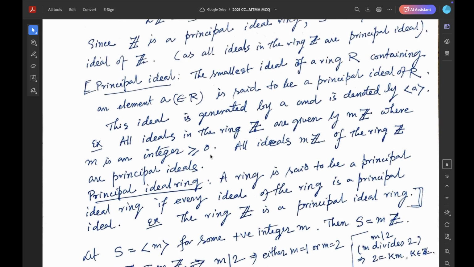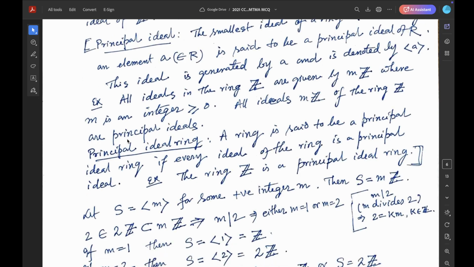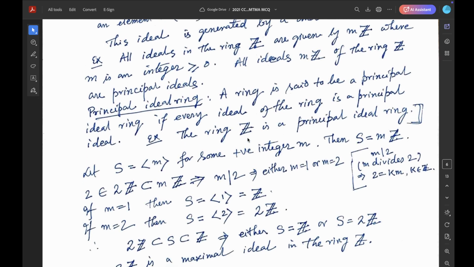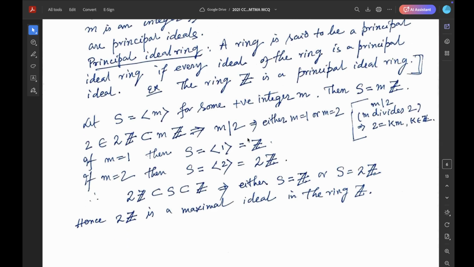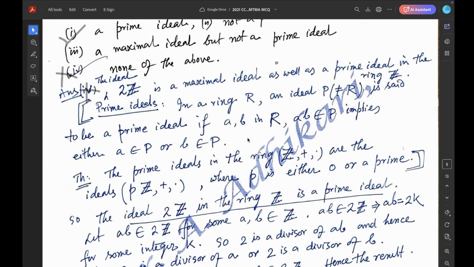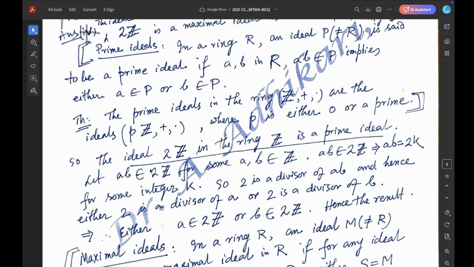Example: all ideals in the ring Z are given by mZ, where m is an integer greater than or equal to 0. All ideals mZ of the ring Z are principal ideals. Principal ideal ring, and so on. This is not associated with this question. So I write this: the prime ideal theorem, if p is prime, then pZ is a prime ideal, so 2Z is a prime ideal.